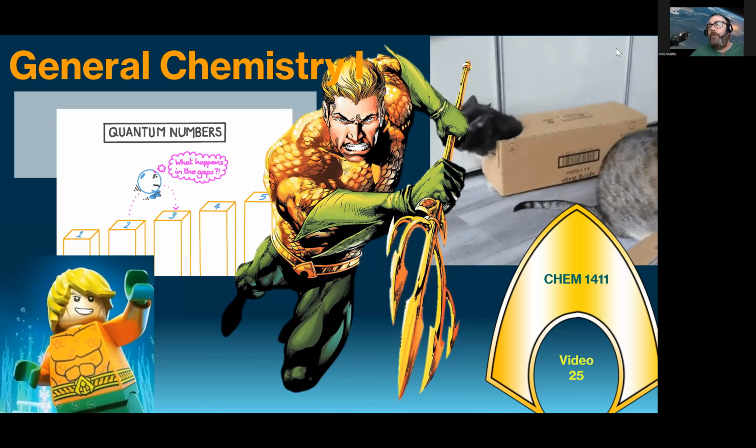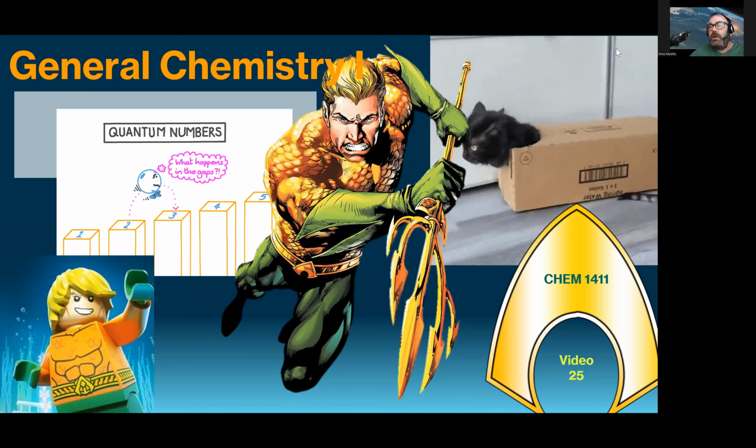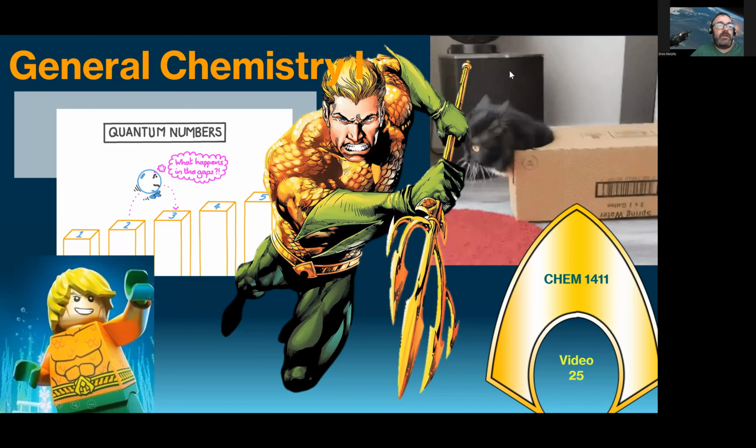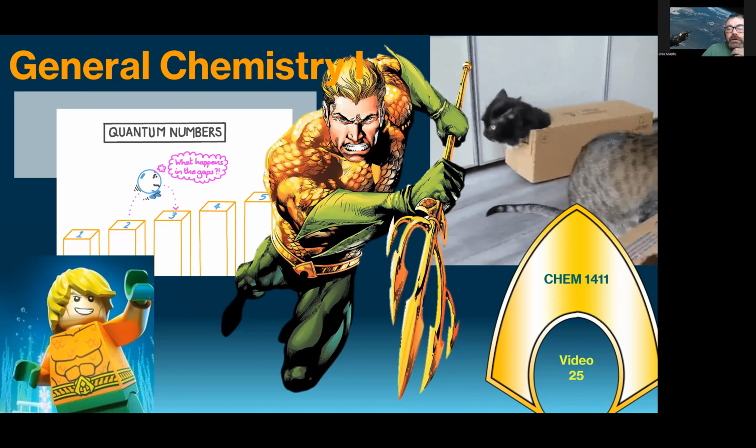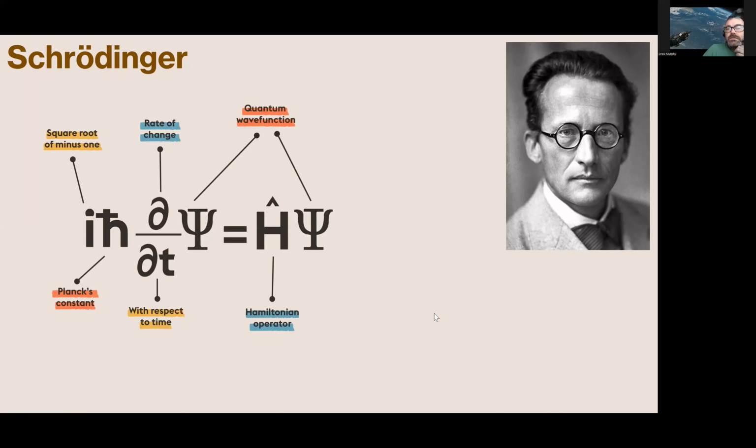I'm sorry. So what we're getting at here is this idea of quantum numbers. Remember we talked about Schrodinger's equation, and we said that the psi here is the wave function, and the wave function defines the orbital. Really, what happens is that this defines something called the quantum numbers.